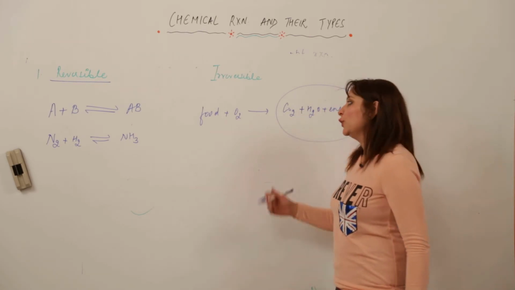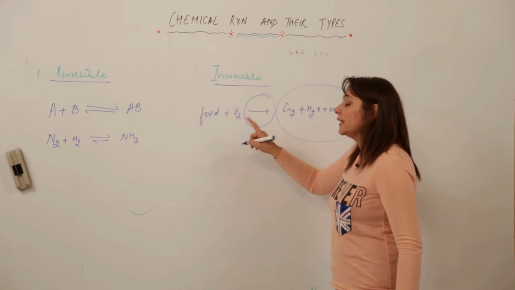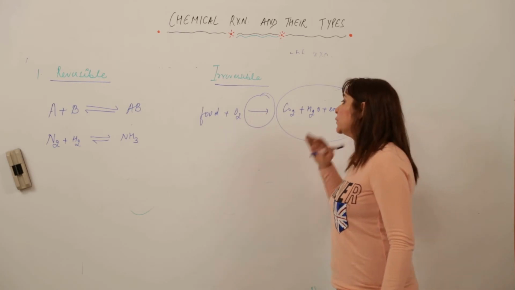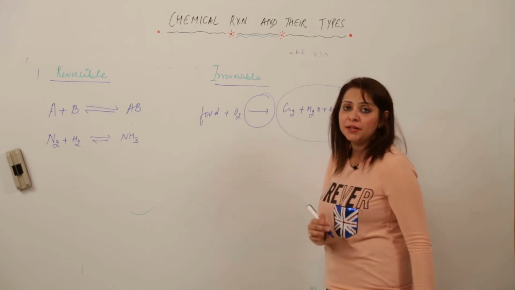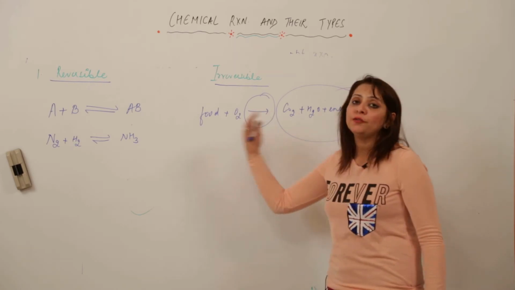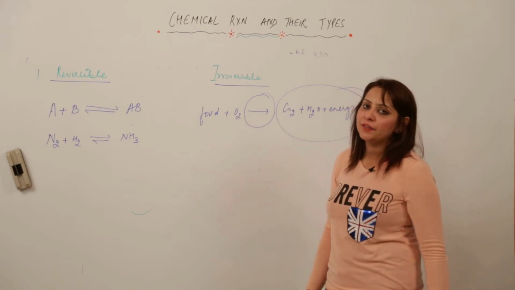No, it can't. So obviously it is an irreversible reaction. An irreversible reaction is indicated by a single arrow, showing that the reactants are reacting and just giving rise to products, and these products cannot unite under similar conditions, or even if the conditions are altered, they will not combine and will not form the reactants back. So this is how we classify reversible and irreversible reactions.